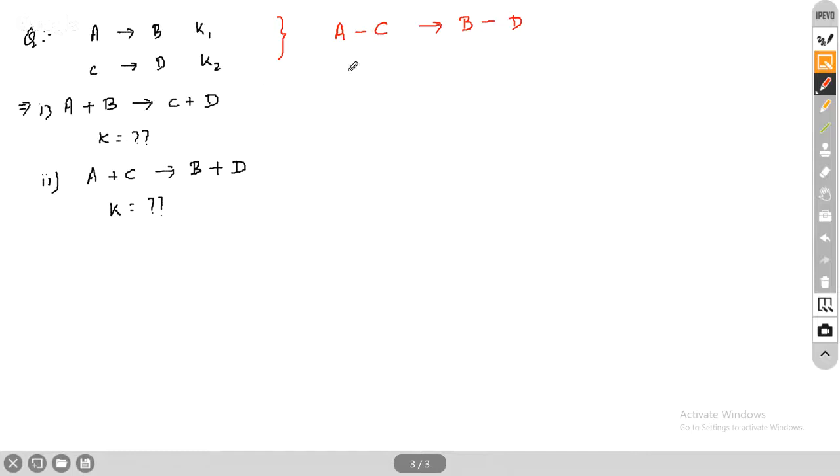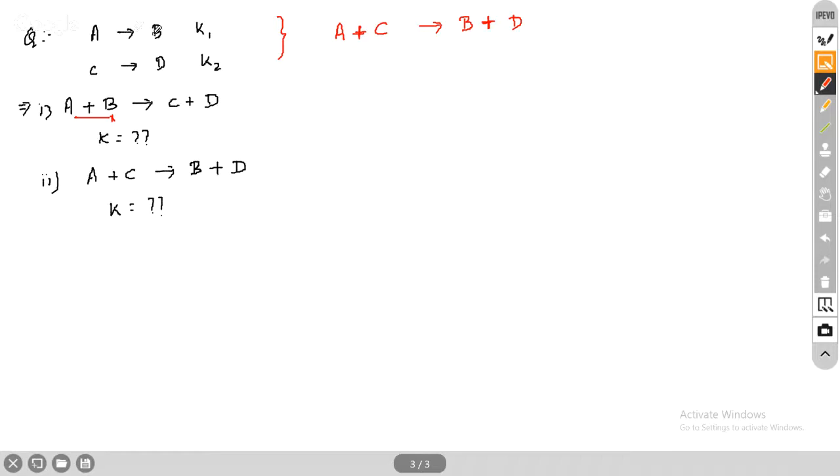Or if I add these two, let me add this first. A plus B, A plus C gives B plus D. In this, I have made one mistake. This is not possible actually. I should write down D over here. Wait. See, actually, what happens when we add these two?